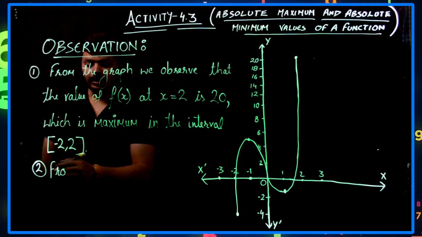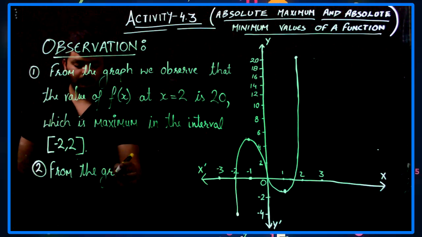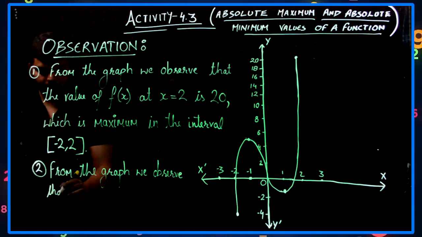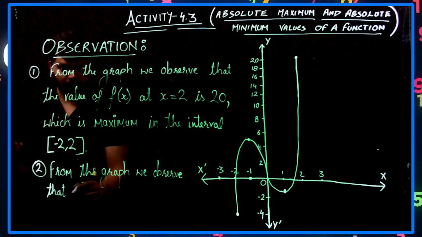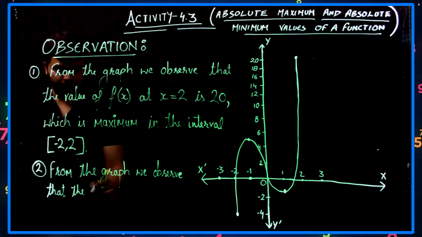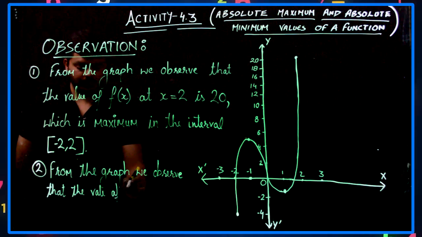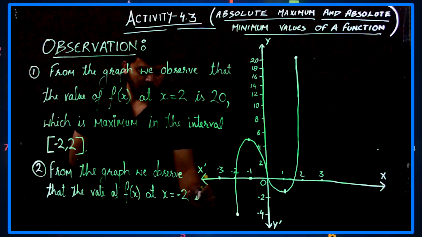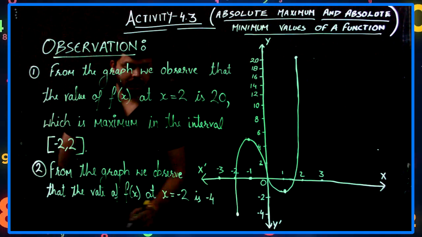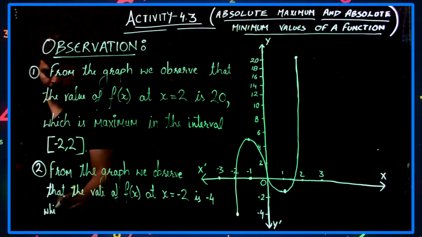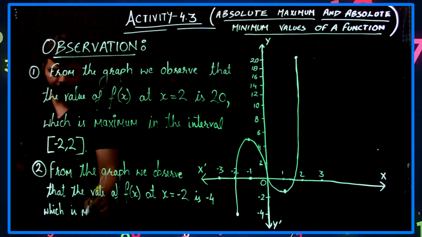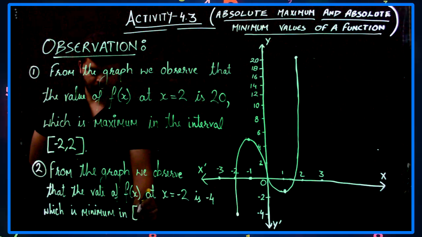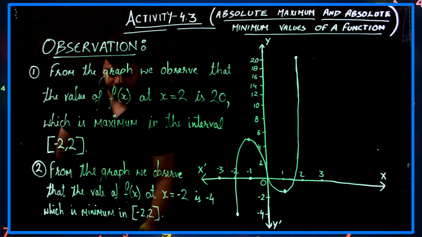Our second observation is, from the graph we observe that the value of our function, that is f(x), at x equals -2 is -4, which is minimum in the interval -2, 2.